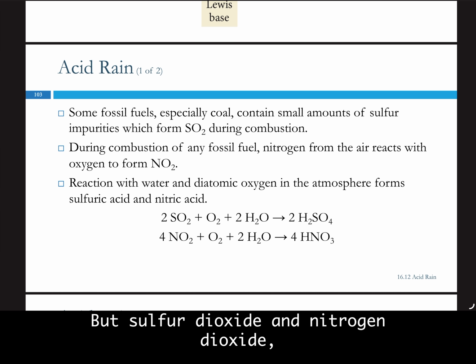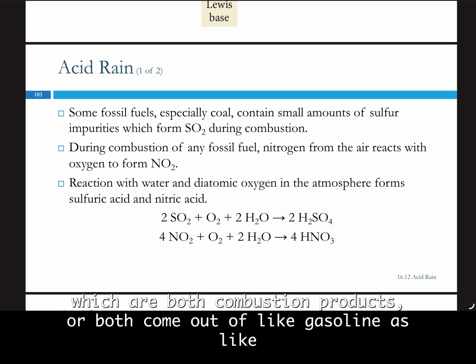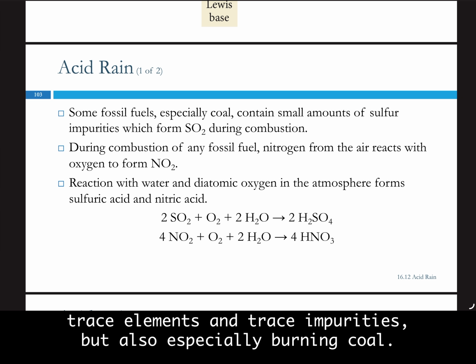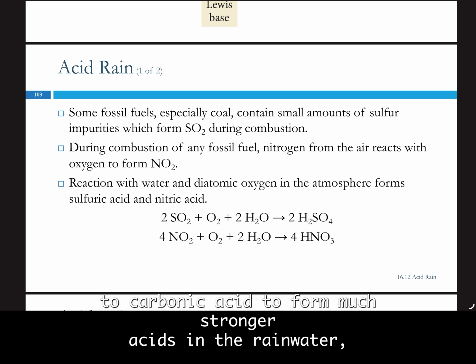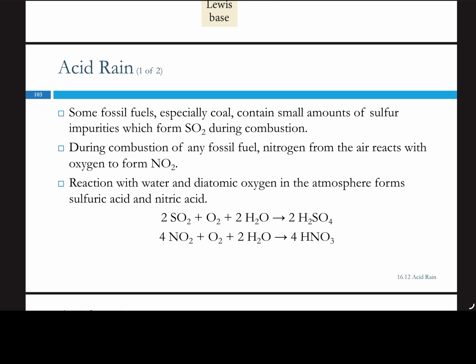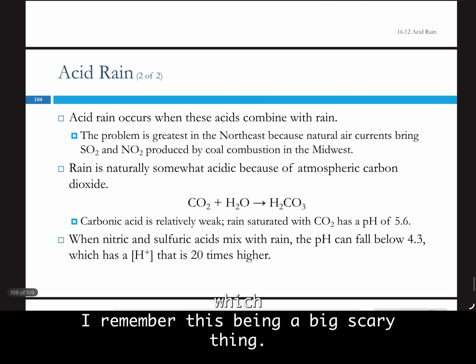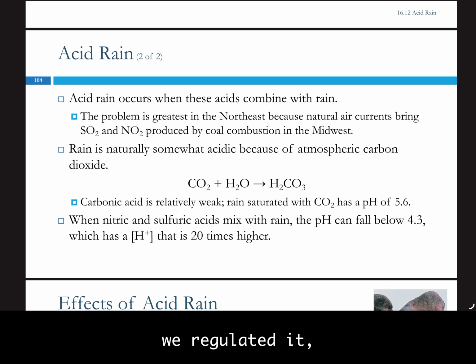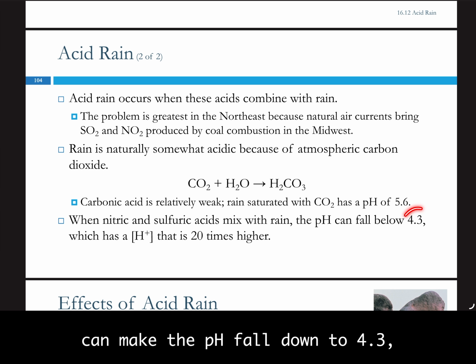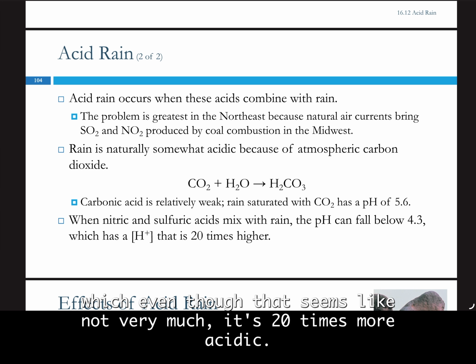But sulfur dioxide and nitrogen dioxide, which are both combustion products, or both come out of gasoline as trace elements and trace impurities, but also especially burning coal. These get thrown up into the atmosphere and they can react in a very similar way to carbonic acid to form much stronger acids in the rainwater, which I remember this being a big scary thing, and now it's not a thing anymore because we regulated it. But nitric and sulfuric acids can make the pH fall down to 4.3, which even though that seems like not very much, it's 20 times more acidic.